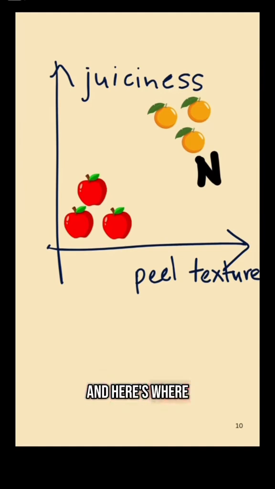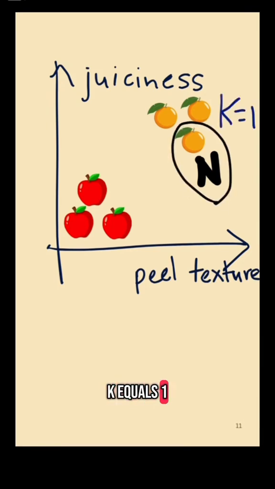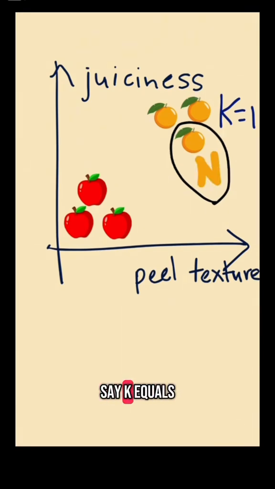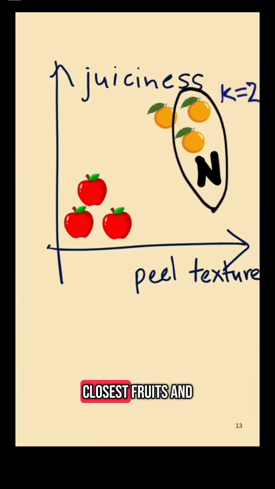And here's where we enter kNN. If k equals 1, kNN looks at just one nearest neighbor. The closest fruit is an orange, so we classify the new fruit as an orange. And if we set k equals 2, it looks at the two closest fruits. And guess what? They're both oranges. So again, the new fruit is classified as an orange. And that's basically how kNN works. It finds the k closest neighbors and assigns the new data point to the majority category.